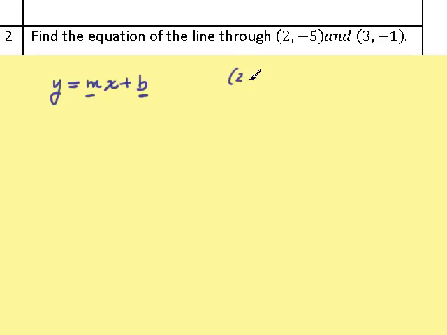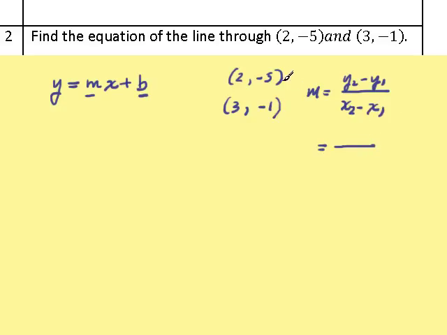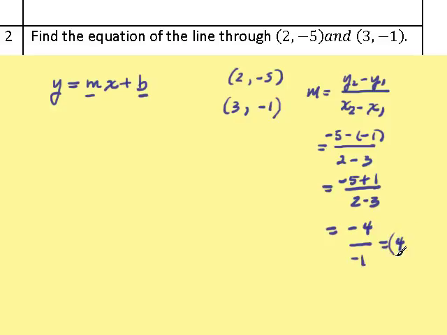Alright, so I like to line up the points before using the slope formula. Okay, so now for the slope formula, we're going to subtract y's in the numerator and subtract x's in the denominator. So let's do that. So in the numerator we have minus 5, subtract minus 1, and in the denominator 2 subtract 3. So that's minus 5 plus 1 in the numerator and 2 subtract 3 in the denominator, or negative 4 over negative 1, so we have a slope of 4.